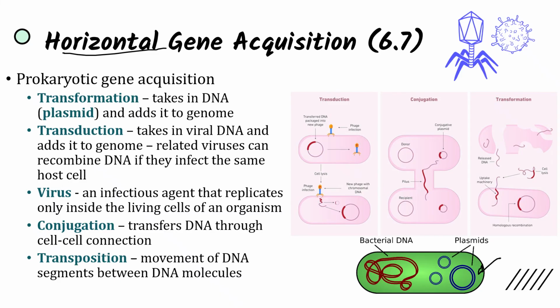Transduction is where viral DNA is taken in. So when a bacteriophage, which is a virus that infects bacteria, infects a bacterium, its DNA is taken into the bacteria, then now this DNA is part of the bacteria and can be expressed. And related viruses can even recombine DNA, so DNA can swap if they infect the same host cell at the same time. And of course, a virus is an infectious agent that replicates only inside the living cells of an organism. There's also conjugation, where DNA is transferred through cell-cell connection, and those pieces of DNA that are transferred can be incorporated into the chromosome.